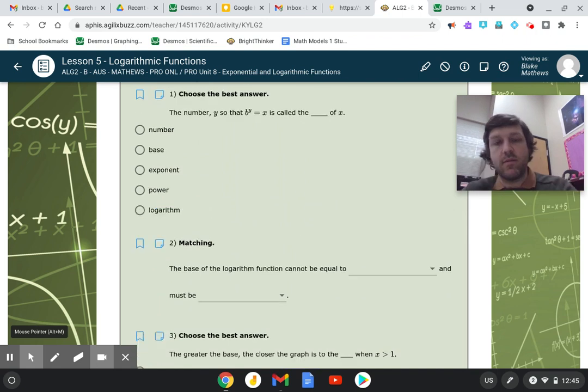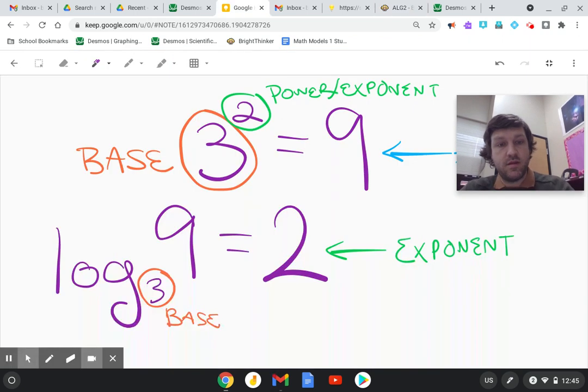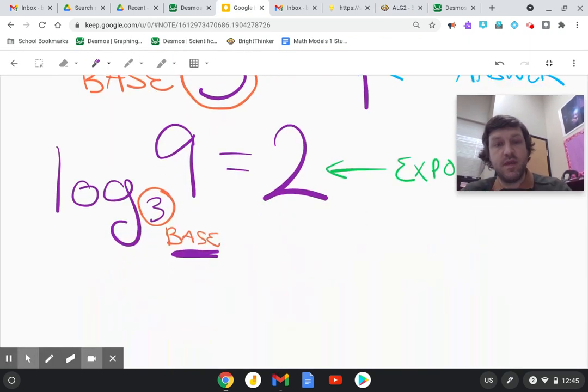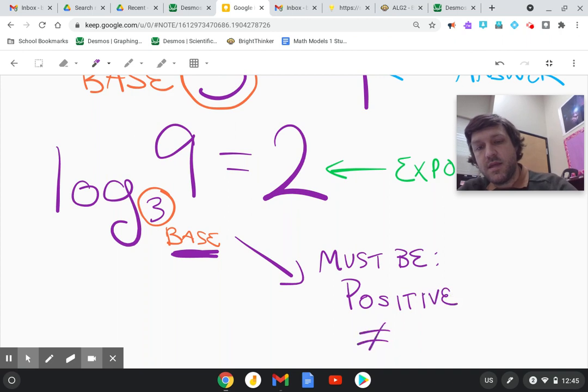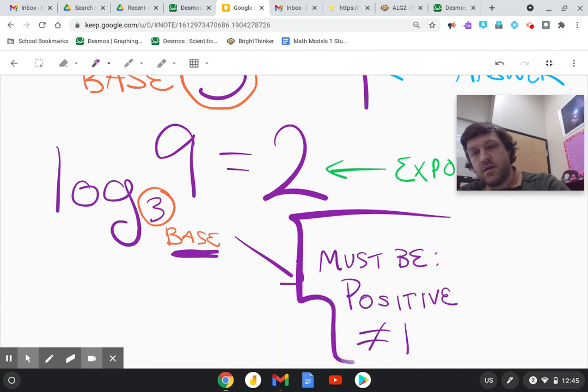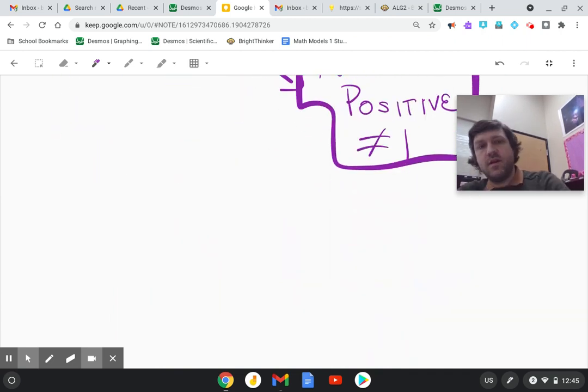And when we're talking about logarithms, when we talk about the base, we're talking about the number here, the base here. This must be positive and cannot equal 1. Okay? That's kind of a key concept there. And then let's go ahead and summarize what I went over in our example earlier.